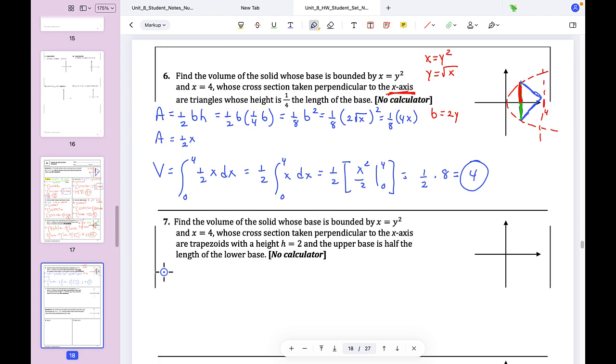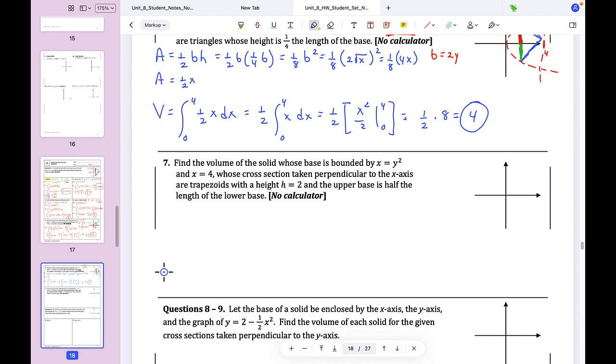Okay, next one's a little trickier. All right, we've got the same graph, the same curve, right? X equals 4. And x equals y squared, or y equals the square root of x, okay? We're perpendicular to the x-axis, but we're looking at trapezoids. Okay, so a trapezoid, the area of the trapezoid is 1/2 the height times base 1 plus base 2, okay?